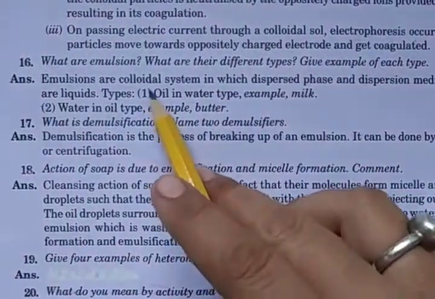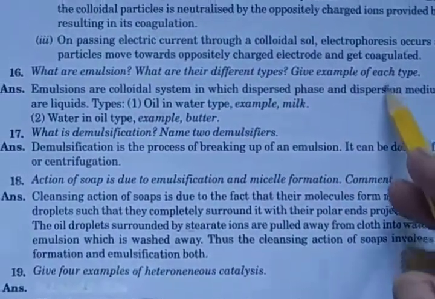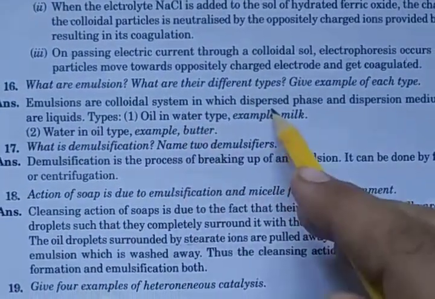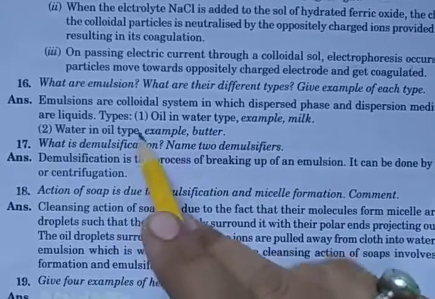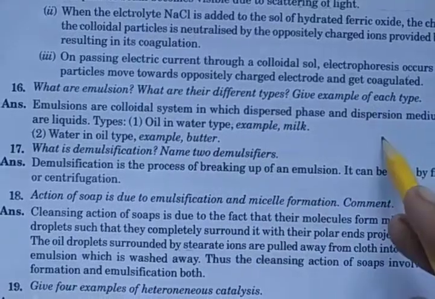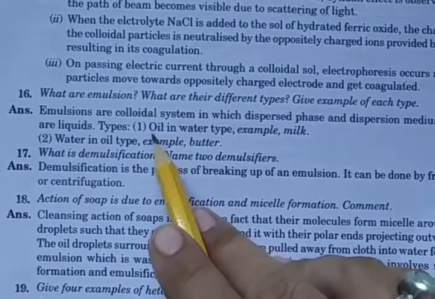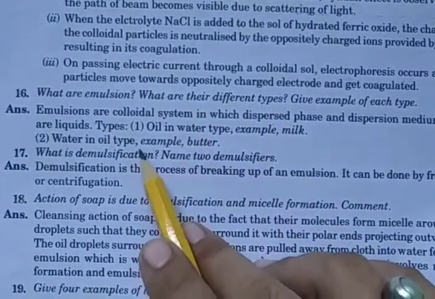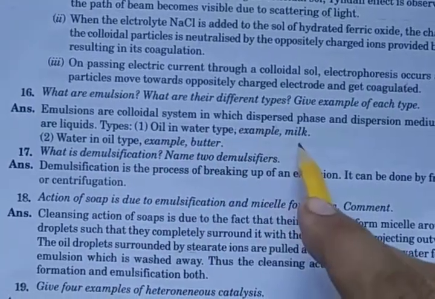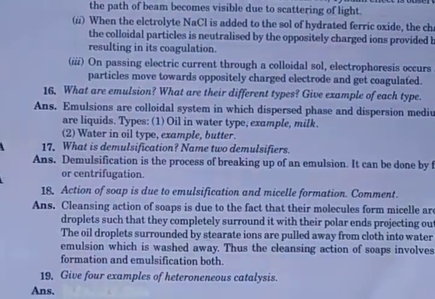Question number 16: What are emulsions and what are their different types? Give an example of each. Emulsions are colloidal systems in which the dispersed phase and dispersion medium are both liquids, liquid in liquid. The types are oil in water and water in oil. An example of oil in water is milk, and an example of water in oil is butter. It is already explained in my video.